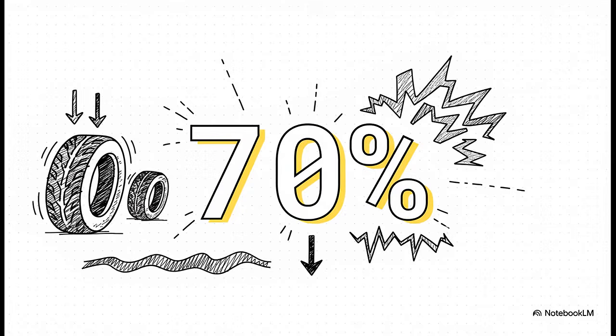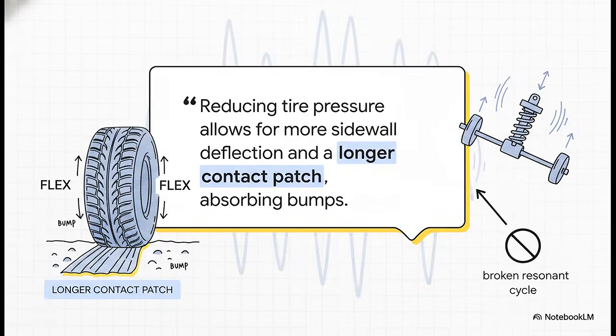70%. Just look at that number. By dropping your tire pressure from what you use on the highway down to something like 25 or 30 psi, you can cut down the vibration you feel from washboards by as much as 70%. That's a huge difference. And here's the simple reason why it works.